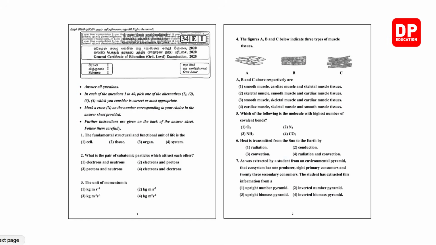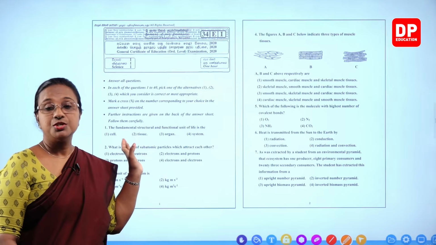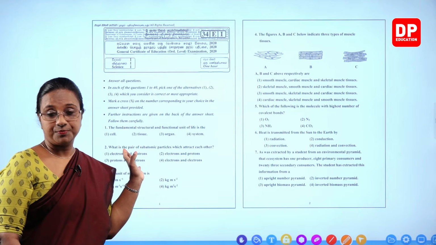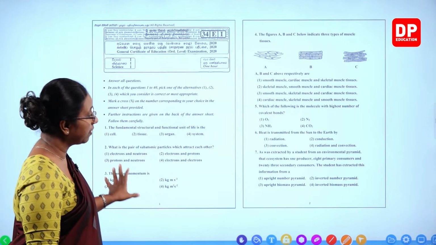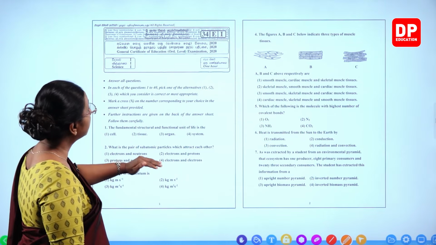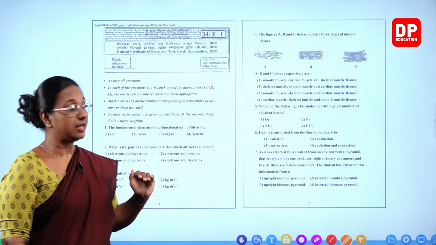Now here, this is again a model of the paper. So I was reading the instructions for you all. I read the 3rd one, mark a cross on the number corresponding to your choice in the answer sheet provided. I explained that. And also further instructions are given on the back of the answer sheet. Follow them carefully. So that also I told you all. So as I told you, this is again a format of the question paper. This is the O-Level 2020 examination paper.